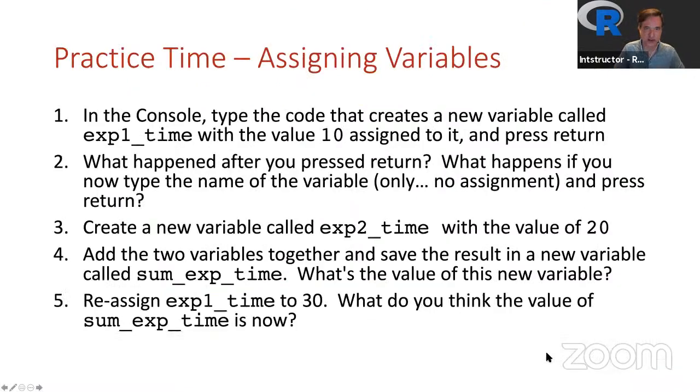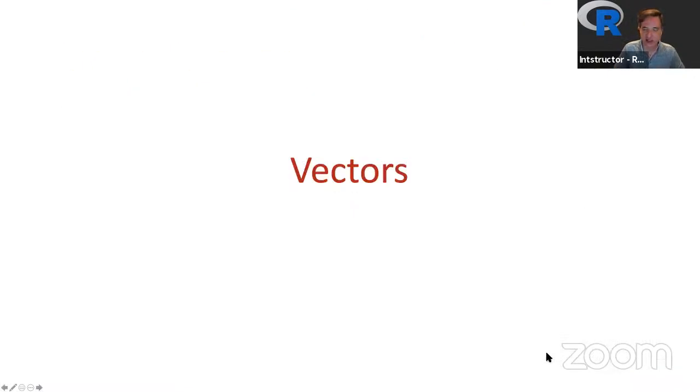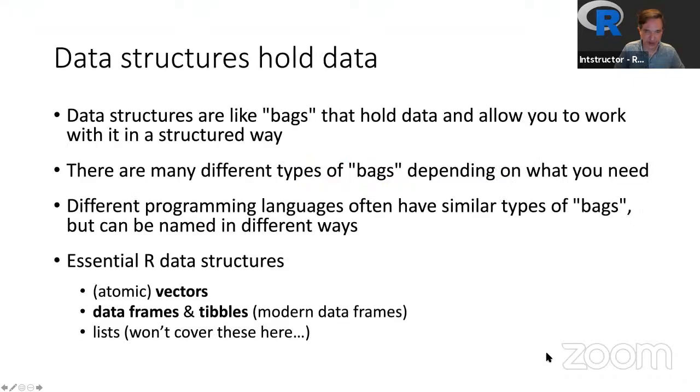Okay, let's go to the next topic here about vectors. What is a vector and why is it important? A vector is known as a data structure. If you were to take a computer science curriculum in college, you would probably take a class called data structures. Just think about these as, I like to call them bags, different kinds of bags that hold data in different ways.